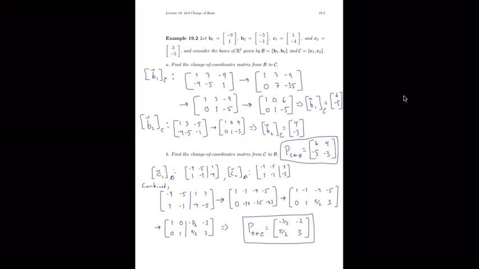Now, the second, we're asked to find the change of coordinates from C to B. We're going to go the other way. Now, this is, like I said, happening more or less as an inverse in some sense, right?